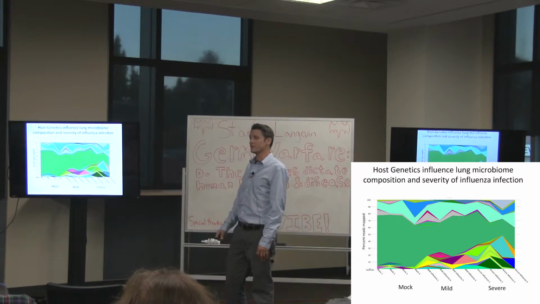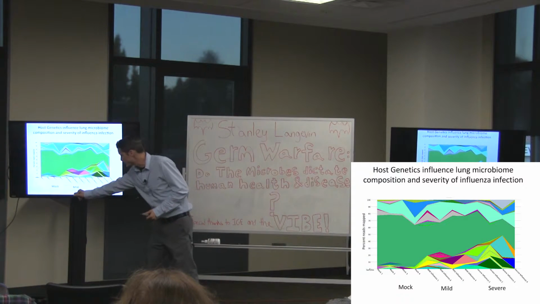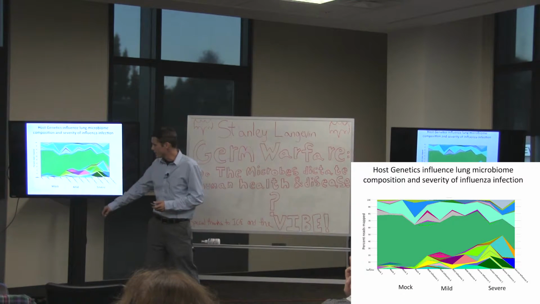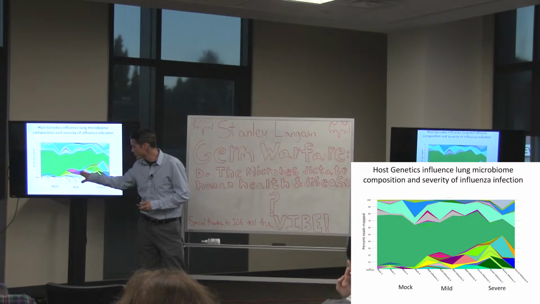This is a study even looking at genetics. So we have mice. These two mice are actually two genetically different mice, the mild and the severe. But what we found is that when we infected them with influenza, the mild have a lower diverse microbiome.